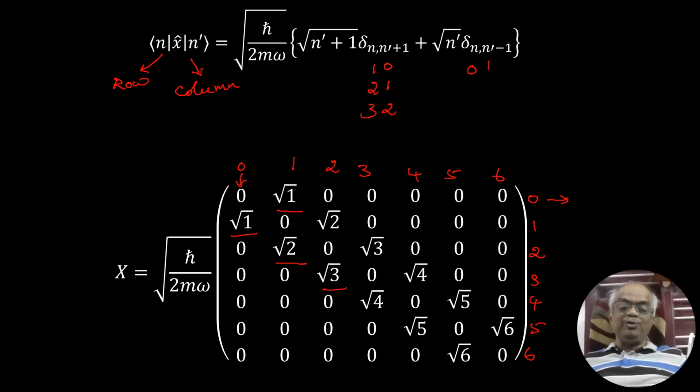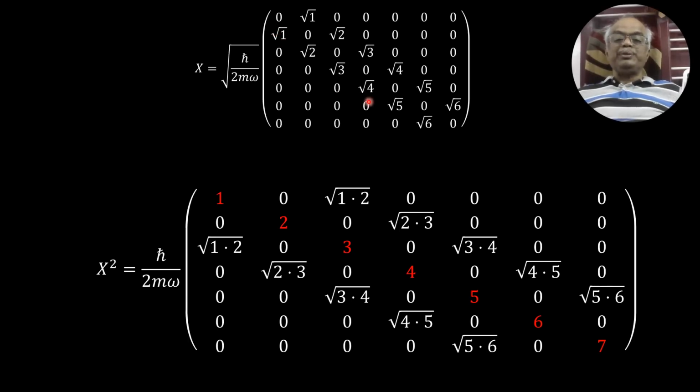In the same way, you will get this square root of 2. Let it be 2, that means it is 1. So the first row is this one, and the second column is this one, square root of 2. So this will be square root of n prime, which is 2. It will go like this. So this is the way to form a matrix. This is the X matrix. Of course, you have to multiply this by square root of H cross over 2 m omega.